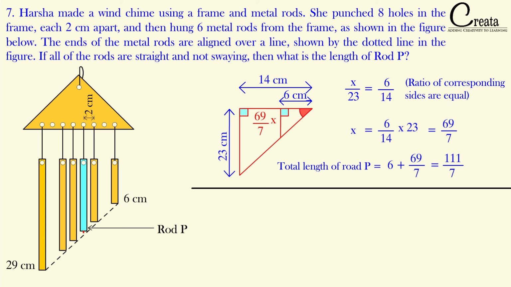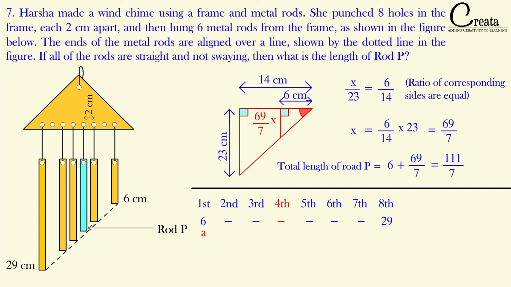Let's see. Here the length of the first rod is 6 centimeter and the length of the last rod is 29 centimeter. If we take it as a series, the first component is 6 centimeter and the last component is 29 centimeter, and we have to calculate the length of the fourth component, or the fourth item. So here A is equal to 6 centimeter, that is the first component, and we do not know the distance D. Do not make the mistake of taking the distance D as 2 centimeter.